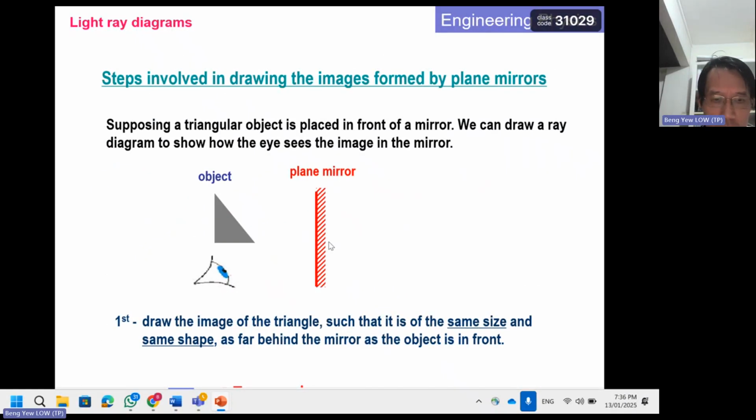Let us now focus on the steps involved in drawing the image formed by plane mirrors. The first step is to draw the image. In our example, the image of the triangle is a triangle of the same size and shape, as far back behind the mirror as the object is in front, but laterally inverted.